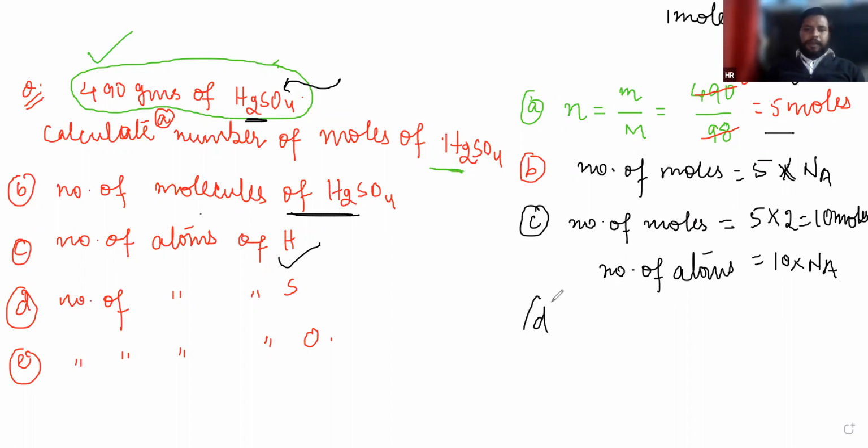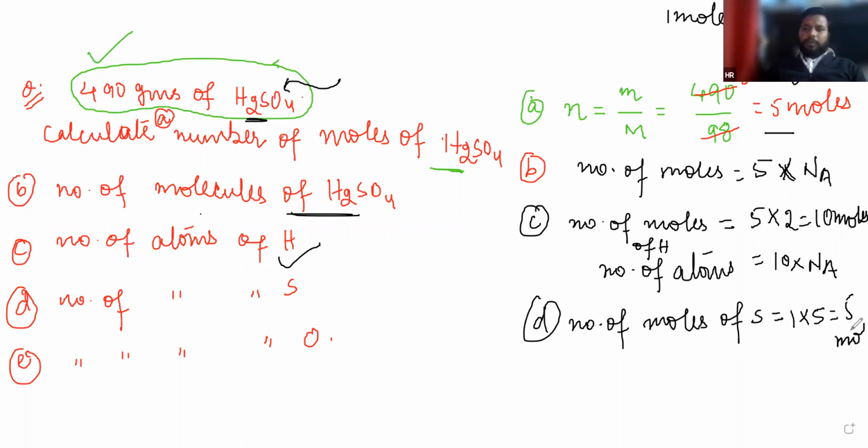Again, number of atoms of sulfur. For number of atoms of sulfur, you need to calculate number of moles of sulfur. Since 1 atom of sulfur is present, 1 into total moles, that is equal to 5 moles. So here number of atoms of sulfur is equal to 5 into Na.